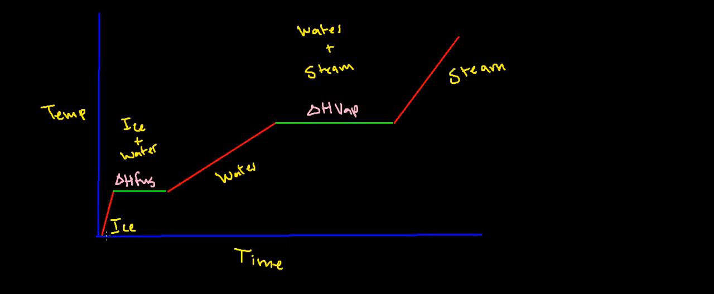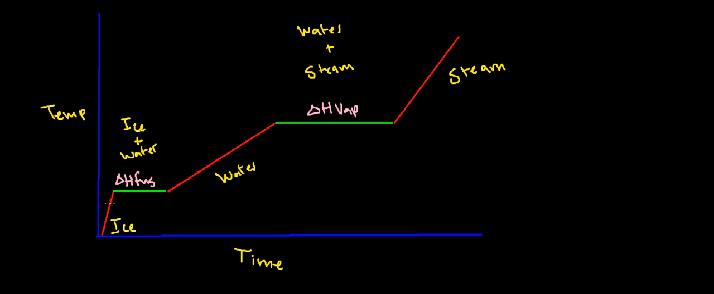As energy is being added to this ice, its temperature will increase until I get to the melting point. At the melting point, all of the energy that I'm adding to this water sample is going towards breaking the lattice structure of the ice, so the temperature is actually not going to increase even though I'm adding energy to it.